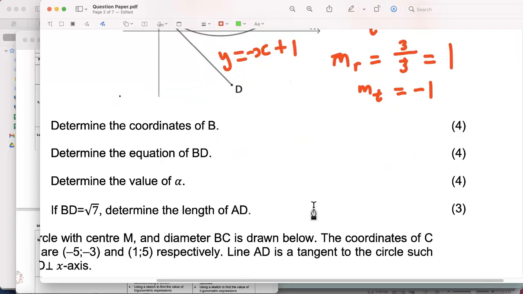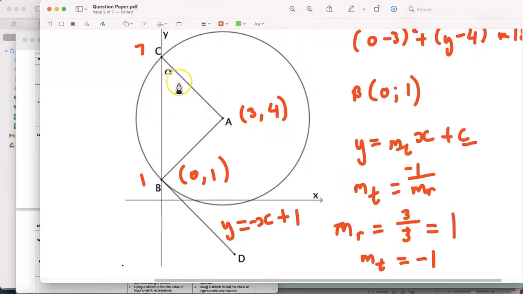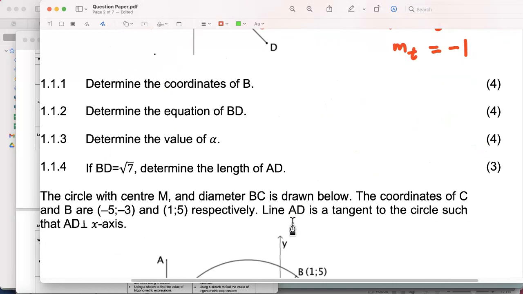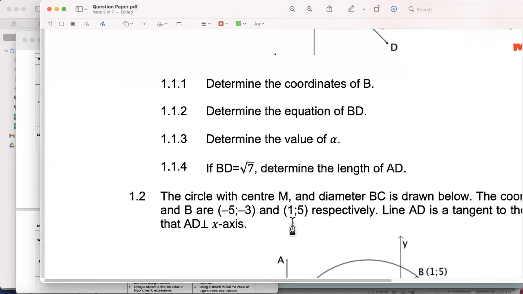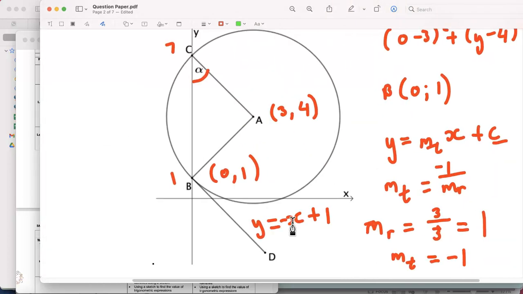Okay. How about determining the value of alpha? Do you see how alpha is an angle? But think in terms of, don't just rush ahead. This is obviously a level 3 question. So it's not just going to be a simple apply the formula. If it's a level 3 question, it means I just have to think. Okay, let's think about it.